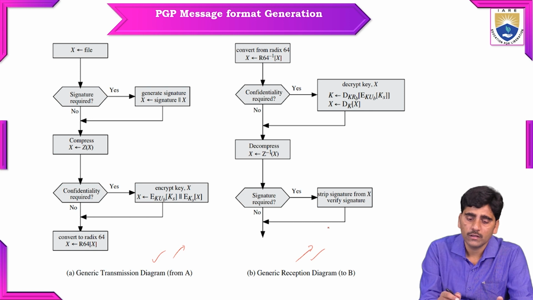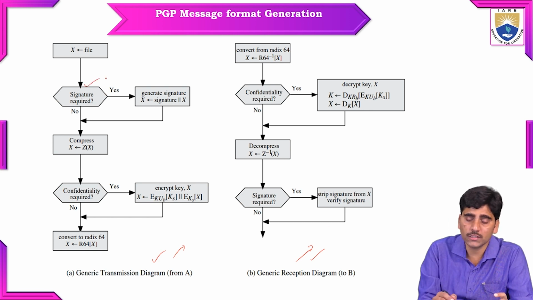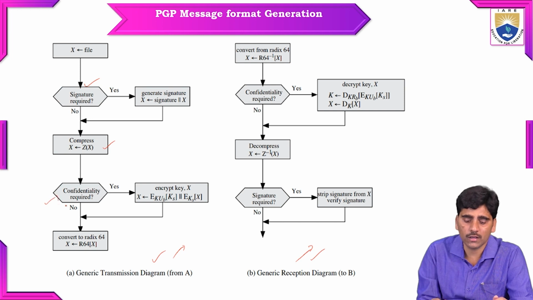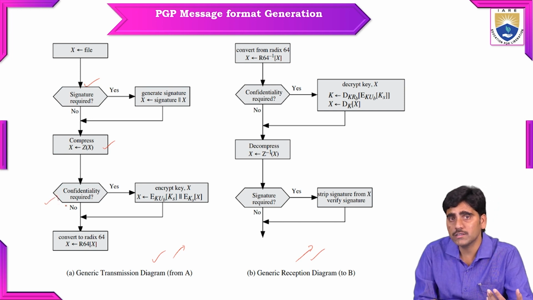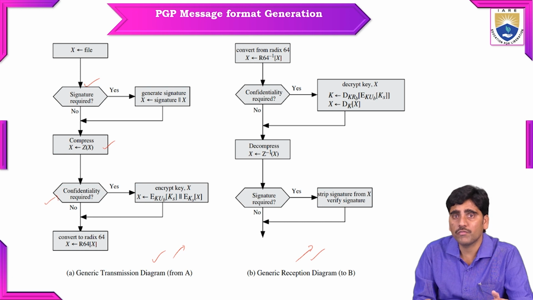So here three functions have to be followed: one is whether a digital signature is required or not, the next is whether compression is required or not, the next is whether confidentiality is required or not. If it is required, then it has to follow the digital signature process, compression process and the confidentiality process, that is nothing but the encryption process. If it is not required, then without following them, the file has to be sent to the destination side or receiver's mail address.